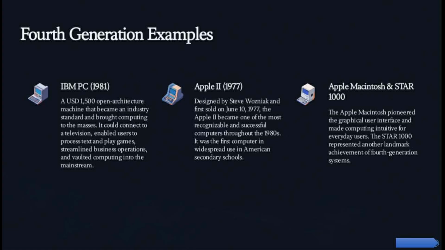So, fourth generation examples. There are three examples. The first one is the IBM PC, 1981. It cost USD 1500, an open architecture machine that became an industry standard and brought computing to the masses. It could connect to a television, enabled users to process text and play games, streamline business operations, and elevated computing into the mainstream. And the second one is the Apple II, 1977.